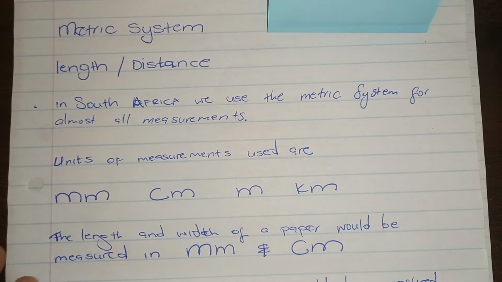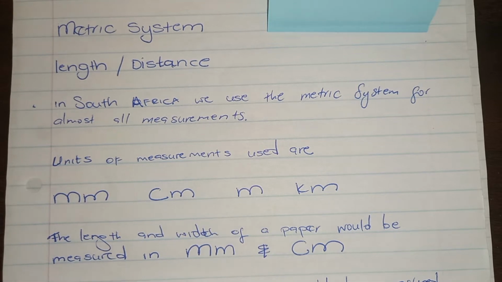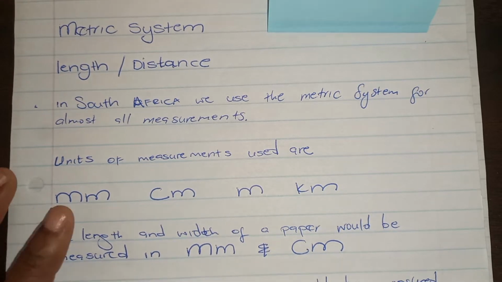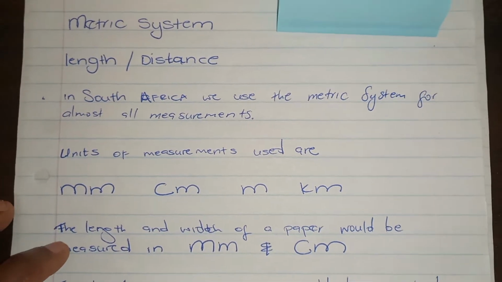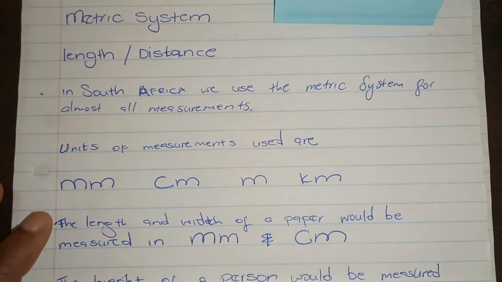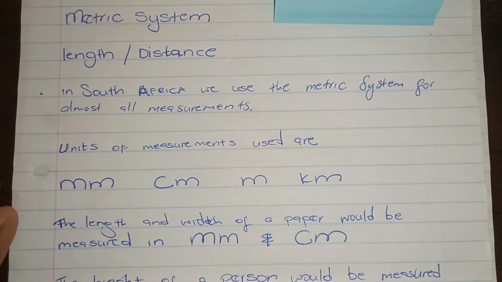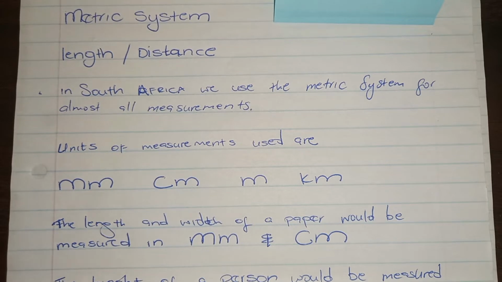Okay, so we start with length. We have the length or the distance, we have volume or liquid, we have weight or mass, right? The units of measurement used for length or distance are millimeters, centimeters, meters, and kilometers. So millimeter will be the smallest, then centimeter will be bigger than millimeter, and meter will be bigger than centimeter and millimeter, and kilometer is bigger than all three of the others, right?